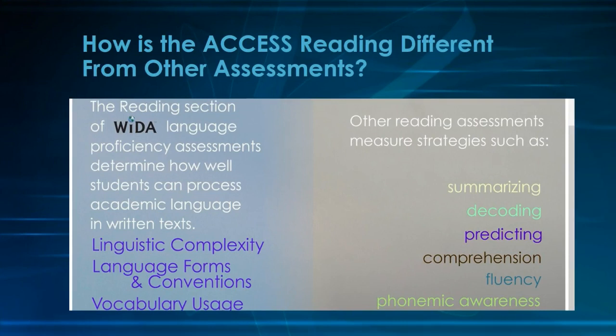Often we are asked how ACCESS is different from other assessments, reading assessments that you might take in a classroom or things like a Smarter Balanced type of test. So the reading section of the language proficiency assessment will help to determine how well students can process academic language that is found in written text. It looks at things like linguistic complexity, language forms and conventions, and also usage of vocabulary. Where other reading assessments will measure strategies such as summarizing, decoding, predicting, even comprehension and fluency.